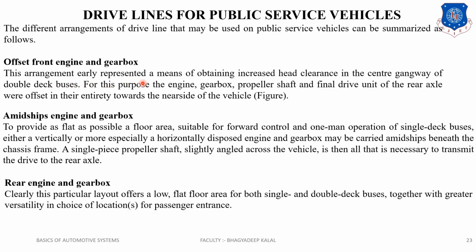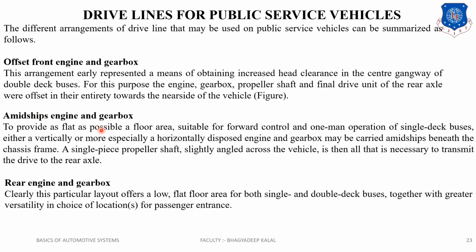This arrangement was early represented as a means of obtaining increased head clearance in the center of the gangway of double-deck buses. Okay, this is usually in double-deck buses. For this purpose, the engine, gearbox, propeller shaft, and final drive unit of the rear axle were offset entirely towards the near side of the vehicle. Let me see that in the figure, the offset front engine gearbox.